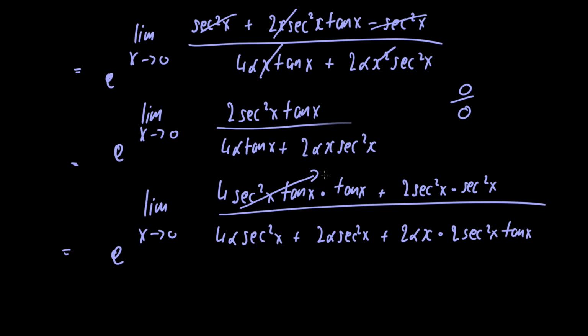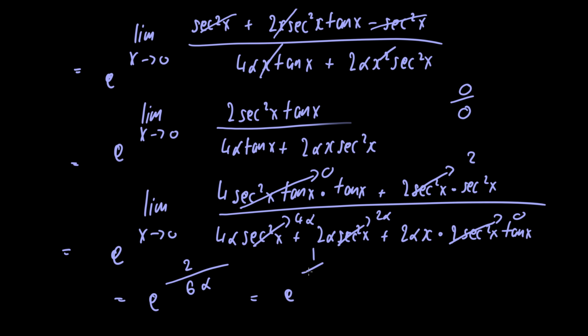Now this term would go to 0, this term would just go to 2, this term would also go to 0, and this term here would go to 2 alpha, and this term here would go to 4 alpha. So we would be left with e raised to 2 divided by 4 alpha plus 2 alpha, which is just 6 alpha. So we're left with e raised to 1 over 3 alpha. And that's the final answer to this problem.